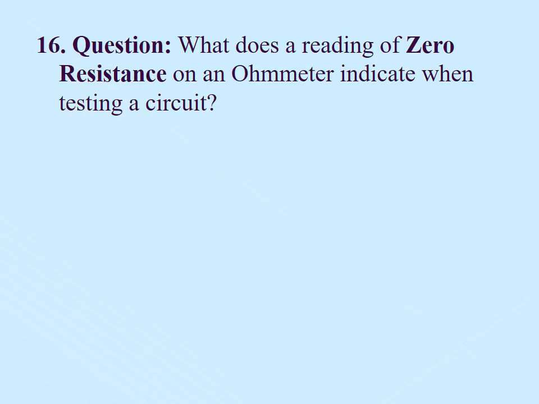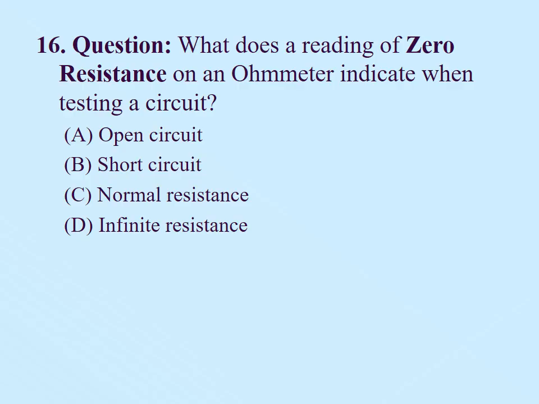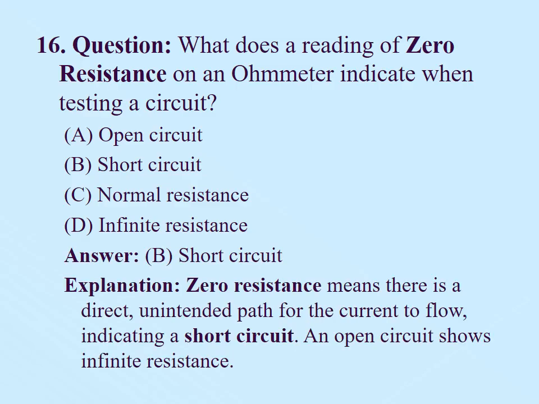Question number 16. What does a reading of zero resistance on an ohmmeter indicate when testing a circuit? A. Open circuit, B. Short circuit, C. Normal resistance, D. Infinite resistance. Answer is B. Short circuit. Zero resistance means there is a direct unintended path for the current to flow, which indicates a short circuit. An open circuit shows infinite resistance.